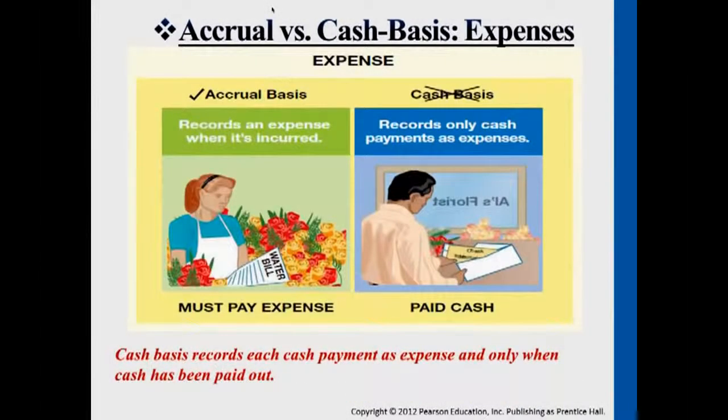So for expenses, the same thing. Under accrual basis accounting, whenever the bills are received, that means the benefits you have readily used, this is the date when the transaction is recorded. Under cash basis accounting, only the date when the cash is actually paid out. That's the date when expenses is recorded.